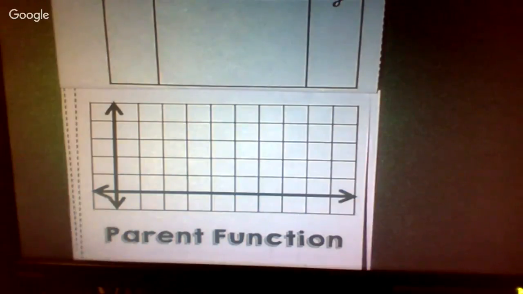Okay. So your linear parent function looks like this. Y equals X. Earlier in this year, we talked about quadratics. And your quadratic parent function was y equals x squared. That's how we knew it was a quadratic. Okay? We have a parent function that is a radical.